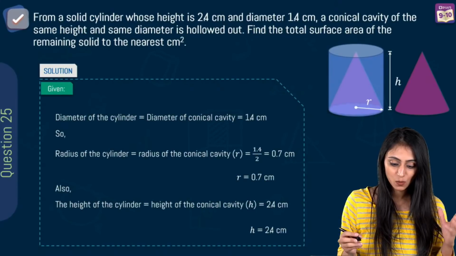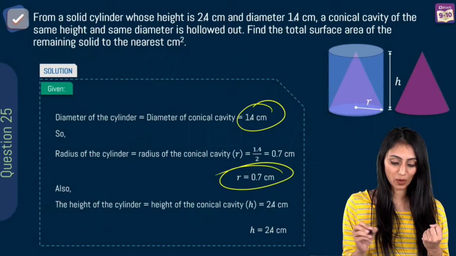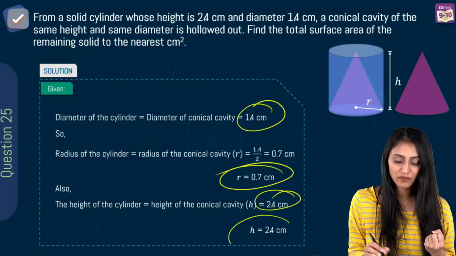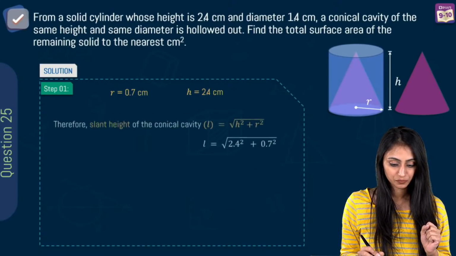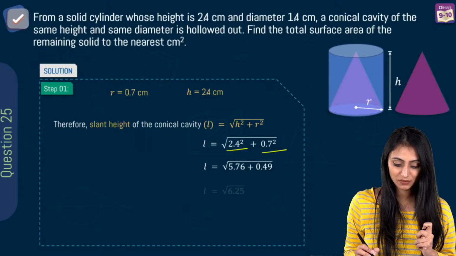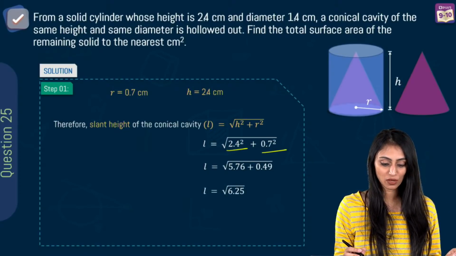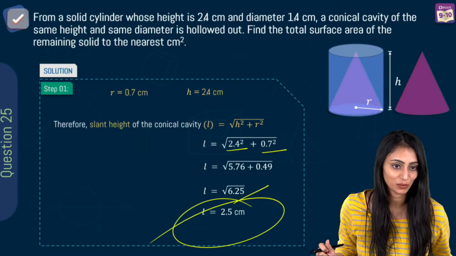Now we know the formulas. What is the diameter? They are sharing the same diameter, 1.4 centimeter. So the radius would be 0.7 centimeter. Height is 2.4 centimeter. The question says it is the same. All right. So let's first find the slant height, because obviously we would require that. So 2.4 square plus 0.7 square, 5.76 plus 0.49. So we have the square root of 6.25. So the slant height is 2.5 centimeters.